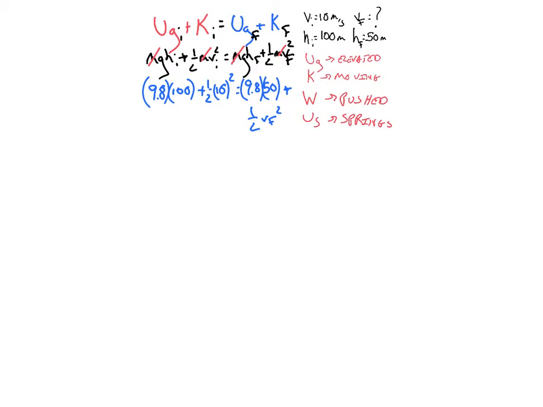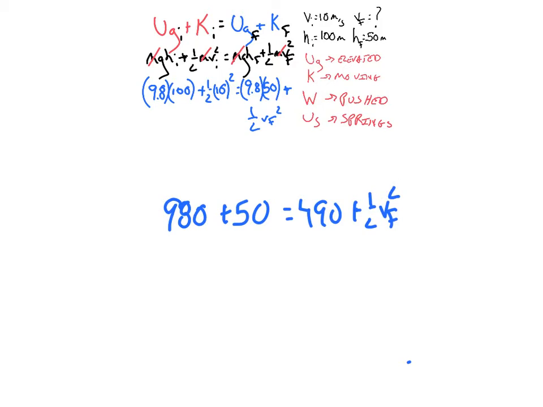So from here, we're going to do a little algebra. 9.8 times 100 is 980. Oop, erase that 0. Plus 10 squared is 100. Half of that is 50. Equals 9.8 times 50 is 490 plus 1/2 vf squared.